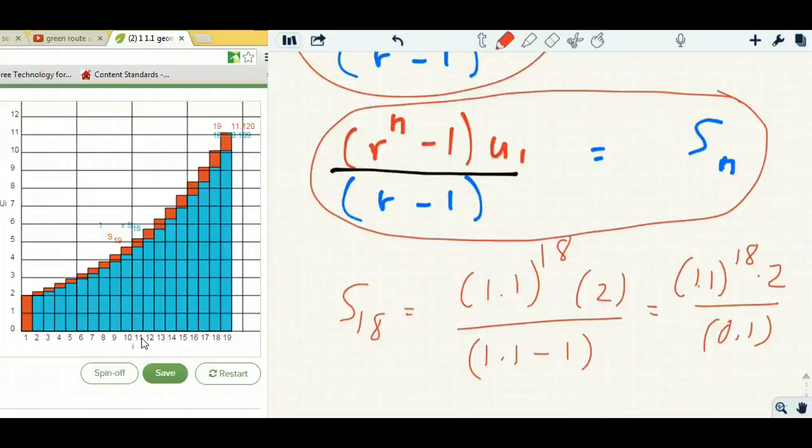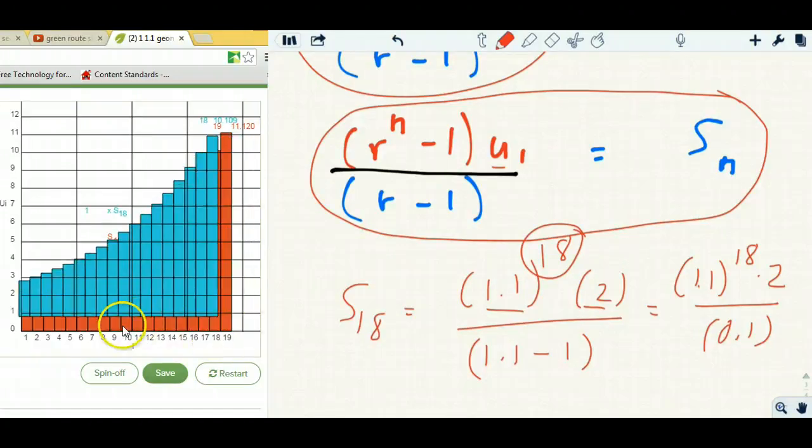So now I can use this formula to calculate the sum of the first 18 terms. I put in 1.1 for r, I put in 2 for u1, I put in 18 for n, and then I multiply it out and I get about 91 or something. That's how far he ran on the first 18 days. Okay, I'm sorry that was a little bit rushed.